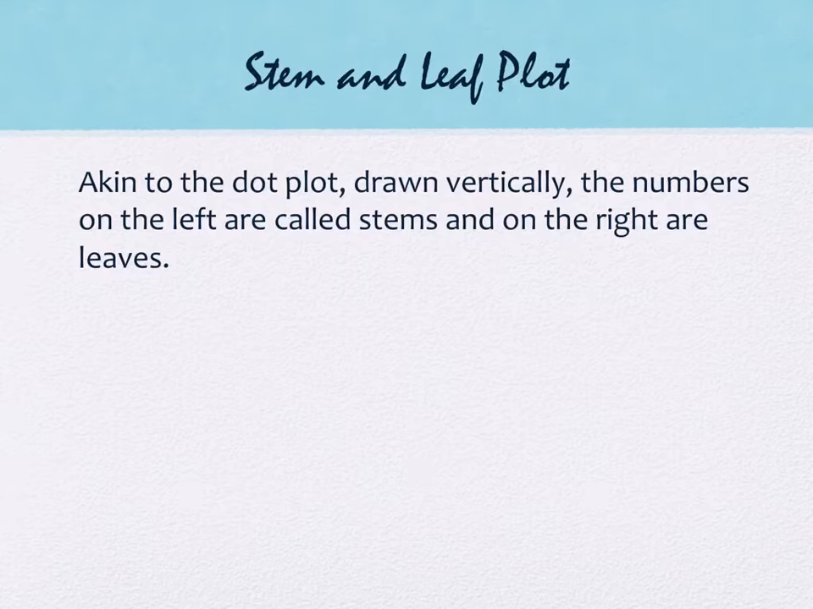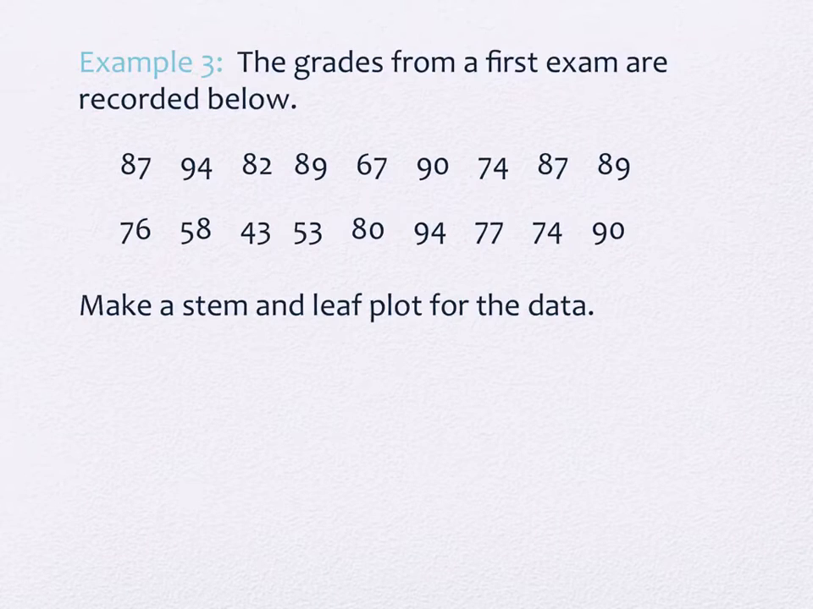Have you seen stem and leaf plots before? Okay, we've got some nodding. That's good. They're akin to the dot plot, but they're drawn vertically. Instead of X's, we actually have the numbers that are on the left called stems, and the numbers on the right are called leaves. So these are typically two-digit numbers. They work best when they're two-digit numbers. And they're trying to display the tens digit on the left-hand side as the stem, and the ones digit on the right-hand side as the leaf.